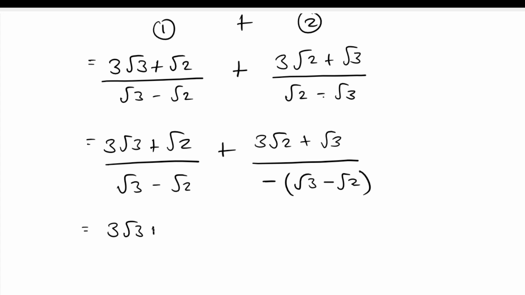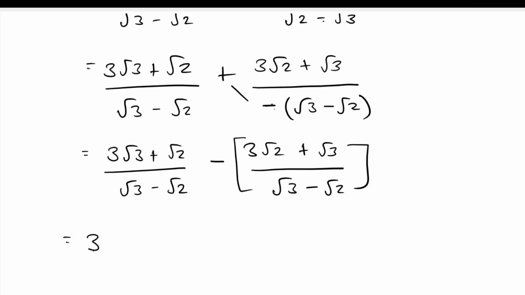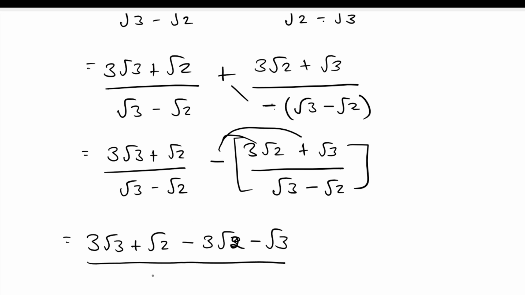So this will be 3 root 3 plus root 2 divided by root 3 minus root 2. This minus and plus I'm multiplying, so this will become minus 3 root 2 plus root 3 divided by root 3 minus root 2. So this will be 3 root 3 plus root 2. This minus I'm multiplying on the numerator separately, so I'll get minus 3 root 2 minus root 3, the whole divided by the denominator, which is the same, root 3 minus root 2.